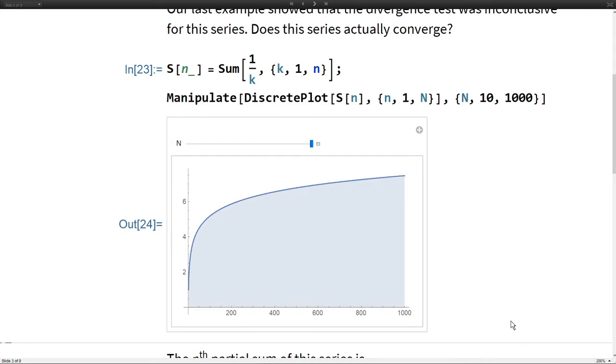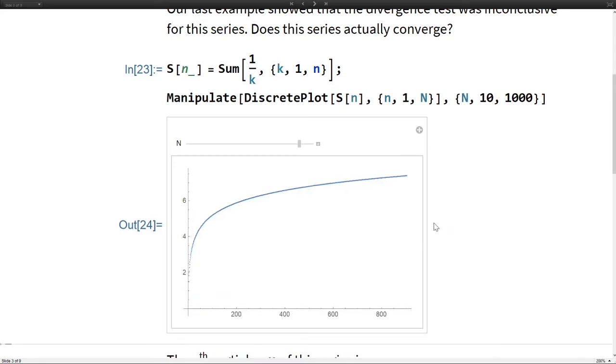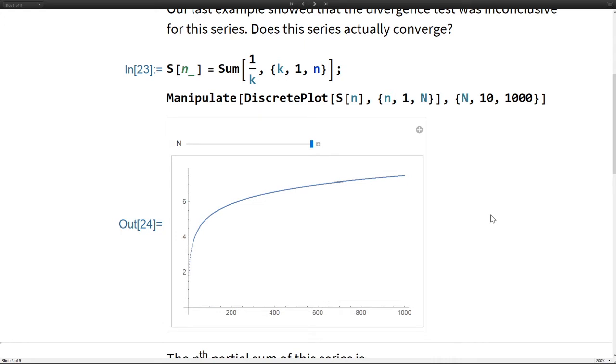So what do you think's going on here? Do you think this is going to level out and converge somewhere? Or do you think that this is going to go off to infinity? Even from this picture, it's not perfectly obvious, right? It could potentially level out. Now I would say you would be wise to remember the graph of ln of x here, because ln of x also looks like it's going to level out, but it never actually does.